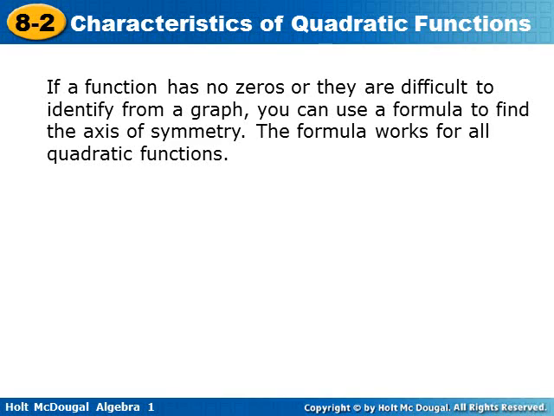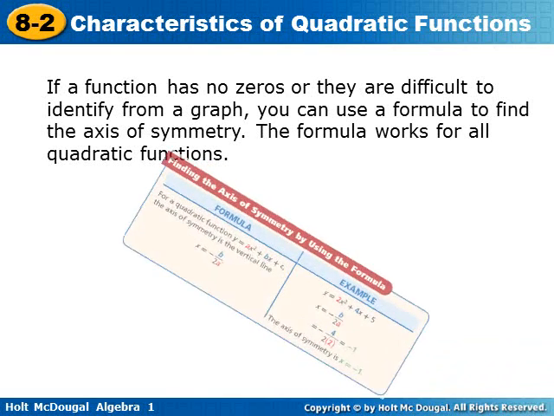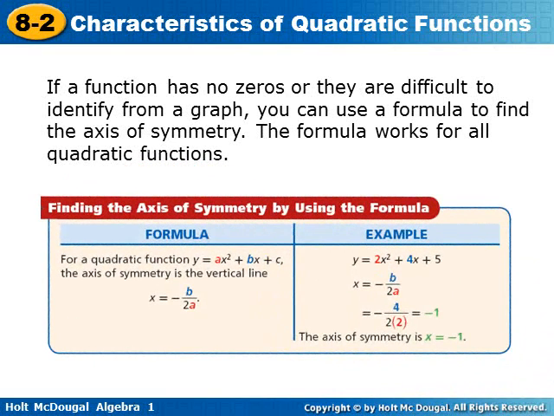If a function has no zeros or they are difficult to identify from the graph, you can use a formula to find the axis of symmetry. The formula works for all quadratic functions. So for the quadratic function y equals ax squared plus bx plus c, the axis of symmetry is the vertical line x equals -1 times b divided by 2a.